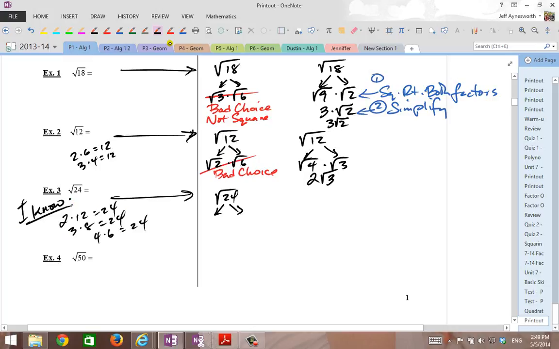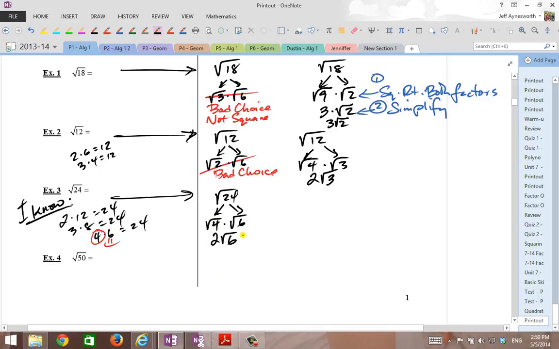But what are good choices? Well, 2 and 12 are not squares. I wouldn't approach it like that. 3 and 8 aren't squares. But 4 is a square. I would choose this one. This is the best choice right here. So let's split it as root 4 times root 6. Root 4 is just 2, so you get 2 rad 6 or 2 root 6.